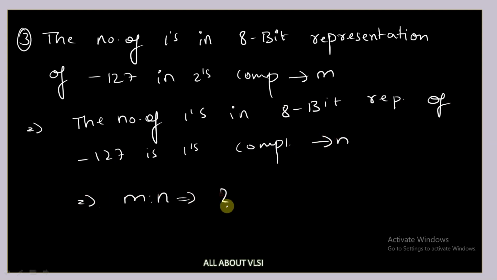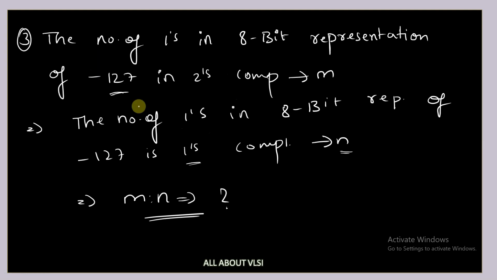This is our question. So the number of ones in 8-bit representation of minus 127 in 2's complement, let's say it is m, and the number of ones in 8-bit representation of minus 127 in 1's complement, let's say it is n. So we need to find m is to n. Okay, take your time and please provide the answer.